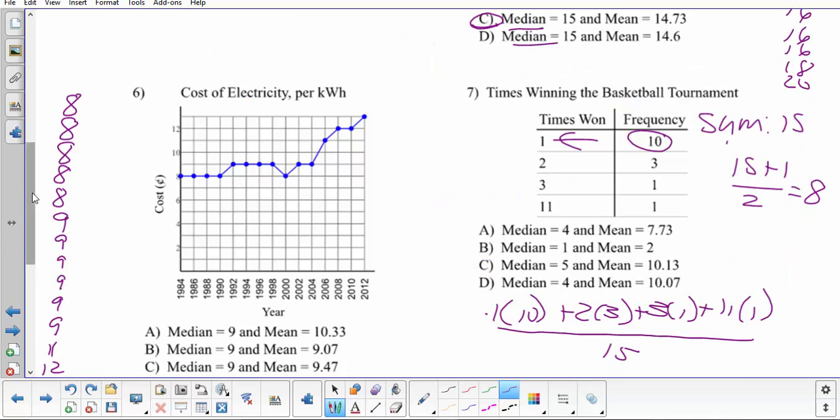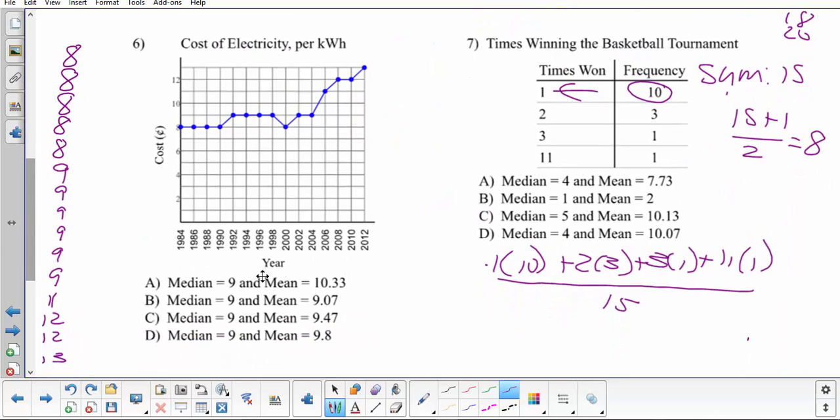Number 6 gives us a line graph. Each dot represents a cost. I once again took each of the dots and I wrote them down, and there are 1, 2, 3, 4, 5, 6, 7, 8, 9, 10, 11, 12, 13, 14, 15. 15 plus 1 divided by 2 is 8, so I'm looking for the 8th number. 1, 2, 3, 4, 5, 6, 7, 8. The median is 9, which we didn't even need to check because that's my only option for median.